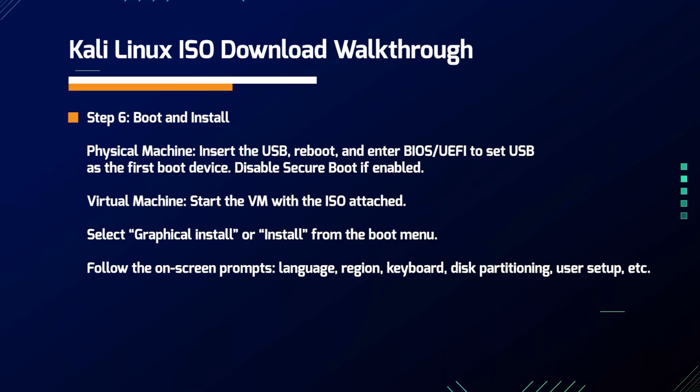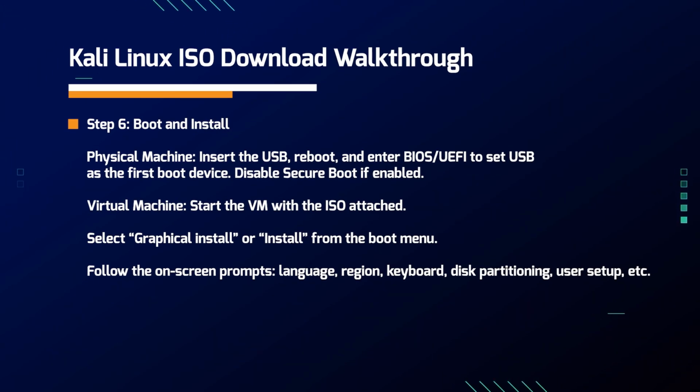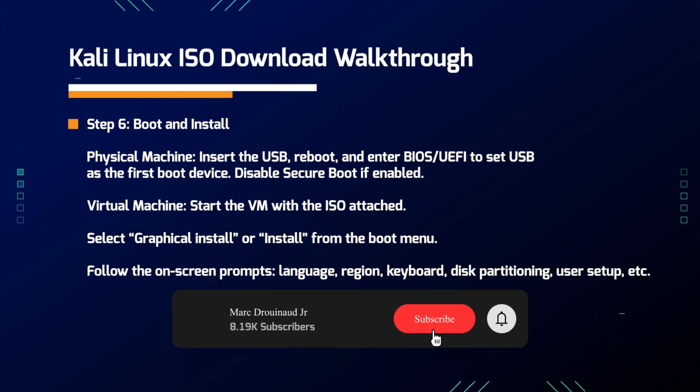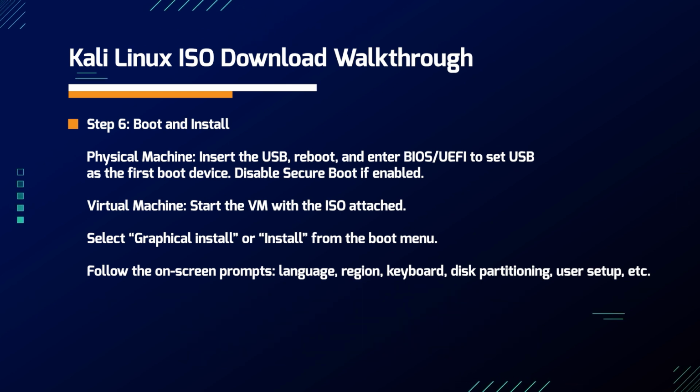Step 6, you're going to want to boot and install. So for a physical machine, insert the USB, reboot, and enter BIOS/UEFI to set USB as the first boot device. Disable secure boot if enabled. And in regards to a virtual machine, start the VM with the ISO attached. Select the graphical install or install from the boot menu. Follow the on-screen prompts like the language, region, keyboard, disk partitioning, user setup, etc.